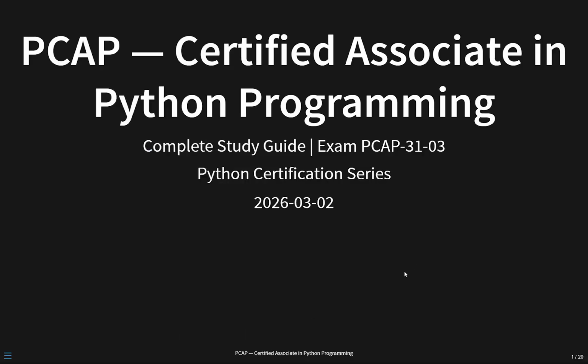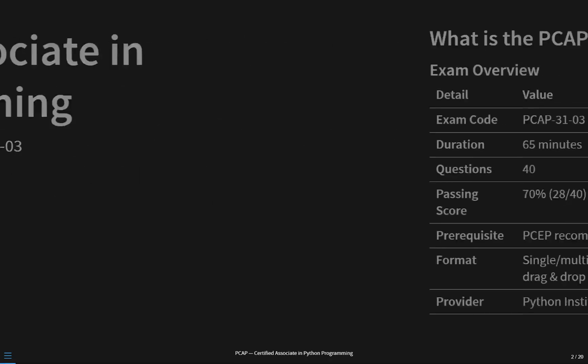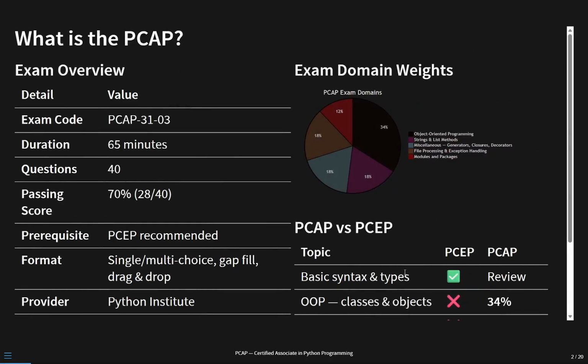Welcome. In this video, we are covering everything you need to pass the PCAP, the Certified Associate in Python Programming, exam code PCAP-3103. This is the intermediate level Python Institute certification. Where the PCEP covered syntax and basic control flow, the PCAP goes deeper. Object-oriented programming, closures, decorators, generators, file processing, and advanced exception handling. This is your complete study guide.